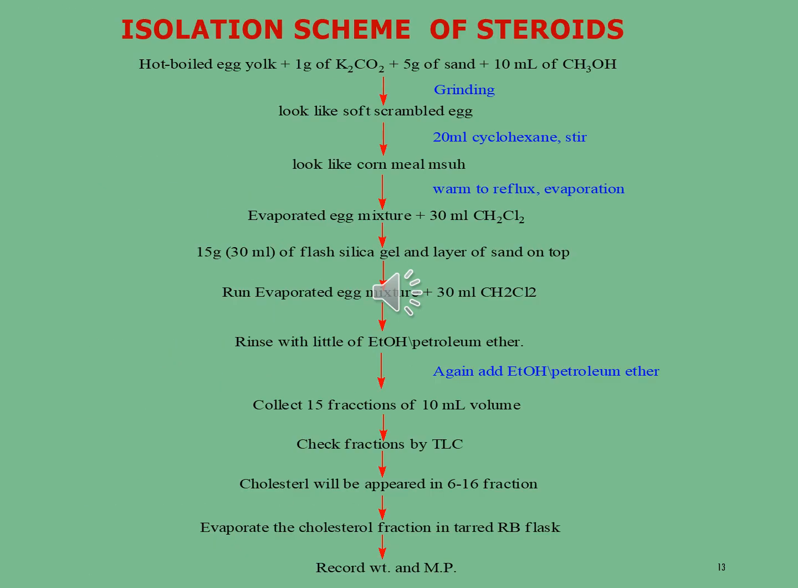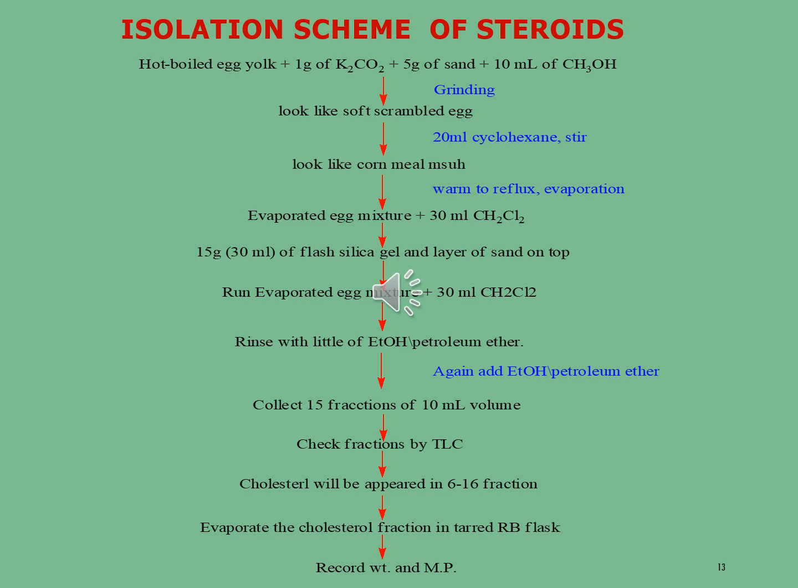Let's see the isolation and purification of steroids. This is the specific method for the extraction and isolation of steroid molecules. In this method, we take hot boiled egg yolk to which 1 gram of potassium carbonate is added. After that, 5 grams of sand and 10 ml of methanol are added. The whole material is ground and we get a soft scrambled egg material. To this material, we add 20 ml of cyclohexane and stir it for some time.